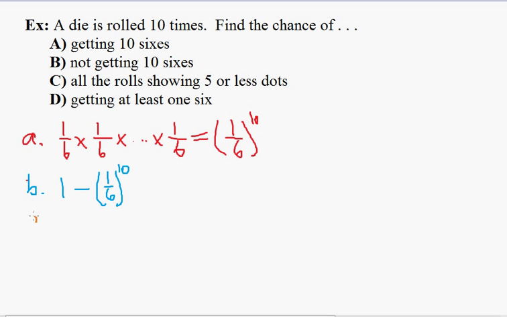Part C. All the rolls showing 5 or less dots. So that means the first roll shows 5 or less, so 5/6. The second roll shows 5 or less, so 5/6. And so on 10 times. So 5/6, 10 straight times. So that is 5/6 to the 10th power.